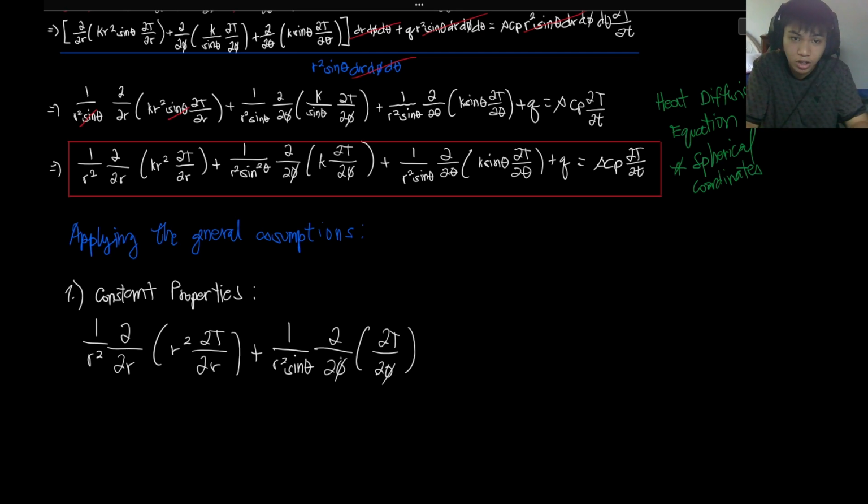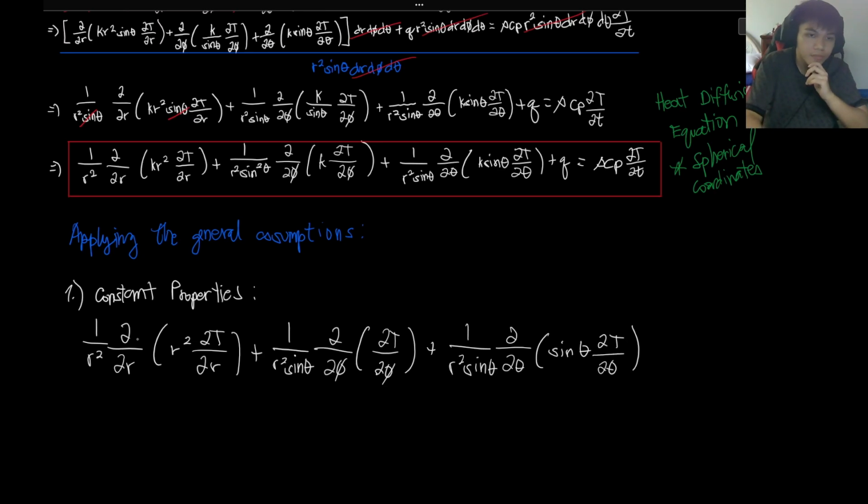But ilagay ko na siyang ganito para uniform yung solution natin. And then plus 1 over r squared sine theta. And then we have the partial derivative in terms of theta. And now we have sine theta. Okay? And now, gagawin natin is, again, like I said, we're dividing both sides by k.